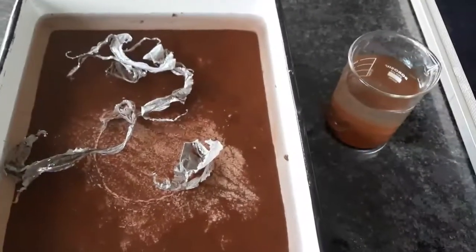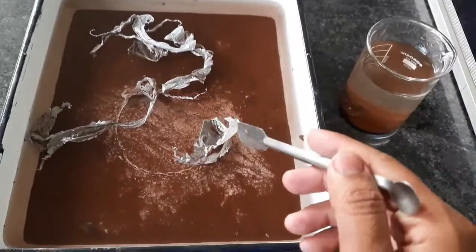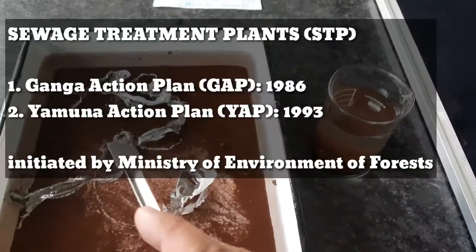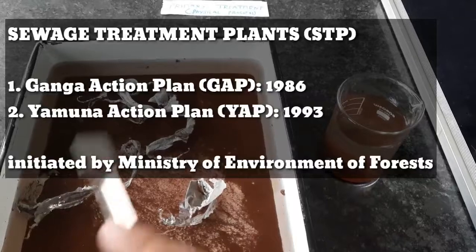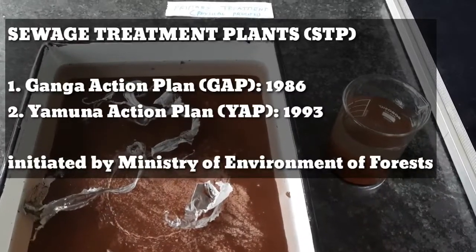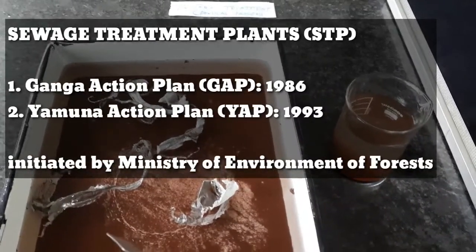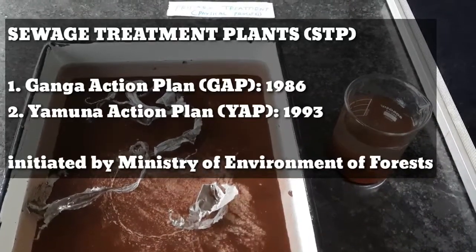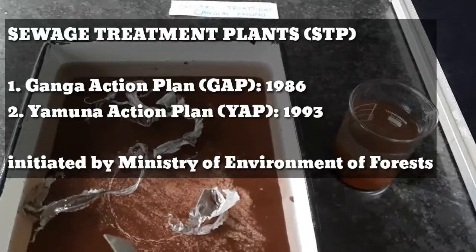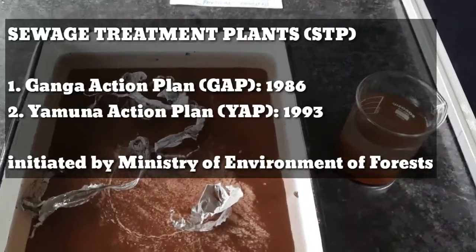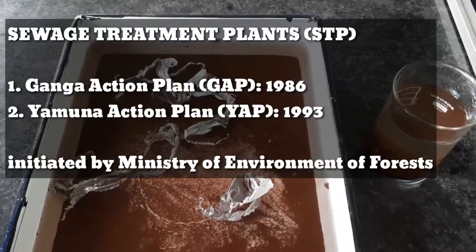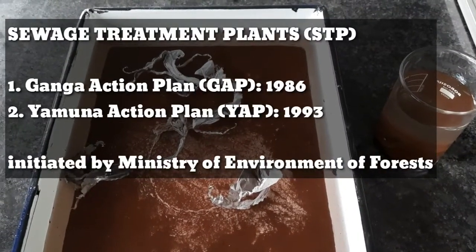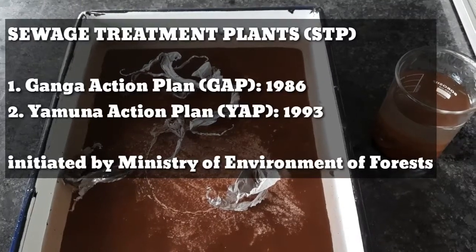Now here what you see is the sewage water. Now it should be treated in a sewage treatment plant. Sewage treatment plant is also called STP. Got it? In India there are so many STPs. Particularly the Ministry of Environment of India has built many STPs in a plan called the Ganga Action Plan. It is nothing but the cleaning of sewage water before the water is released into the Ganga river.